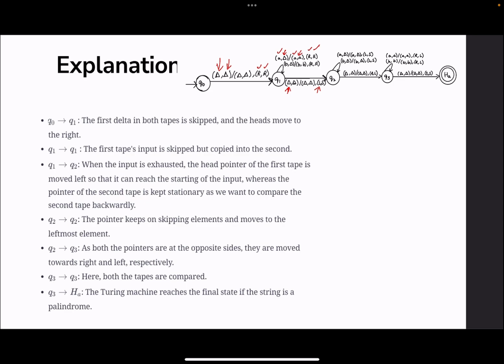And the transition from Q3 to the final state happens like this, where we check if both the alphabets are the same or not, if they are equivalent or not. And if all the alphabets are equivalent to each other, then it's bound to happen that we see a blank element at the end, that is delta. Once we've reached the blank element, we go to the final state, and the heads are going to stay at the same place, so that will be stationary. And that is how the Turing machine would end.